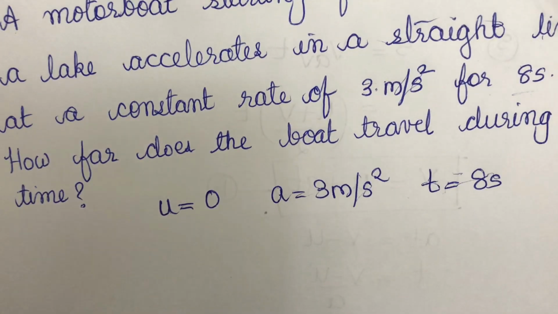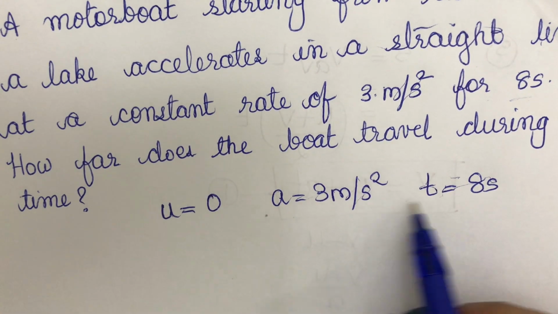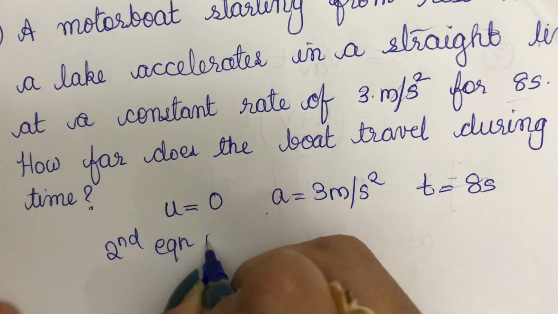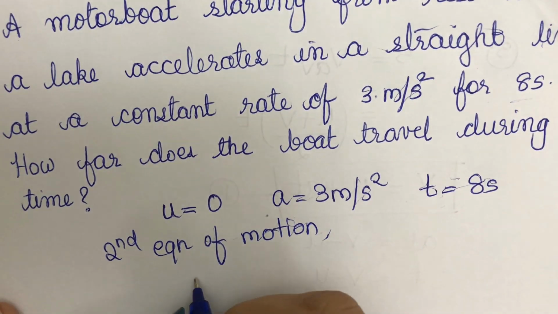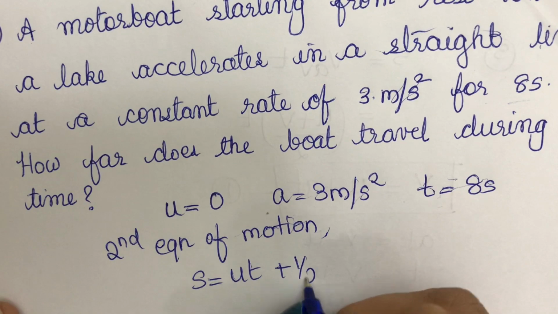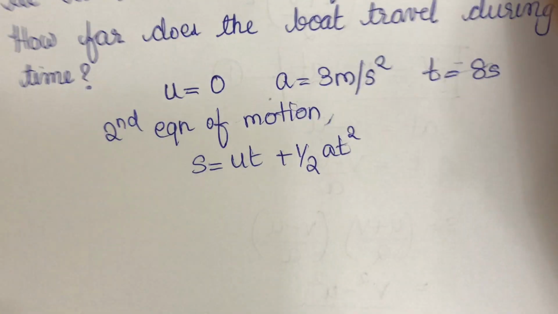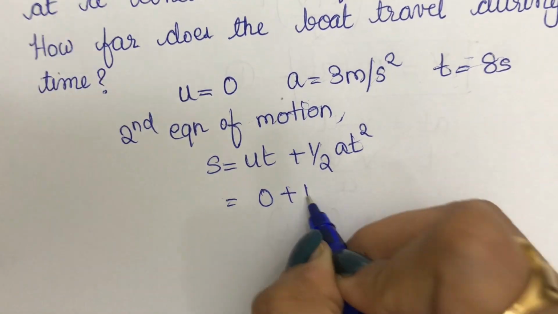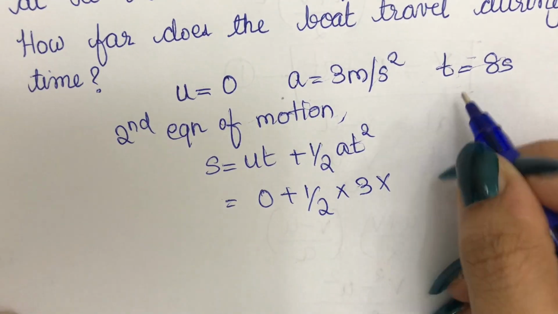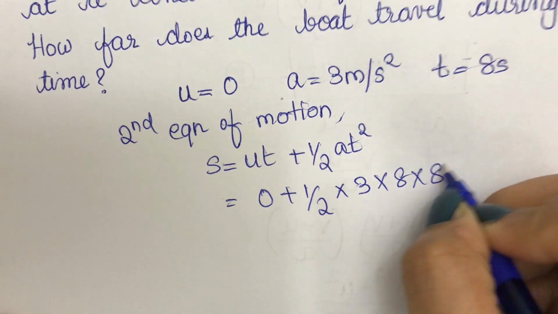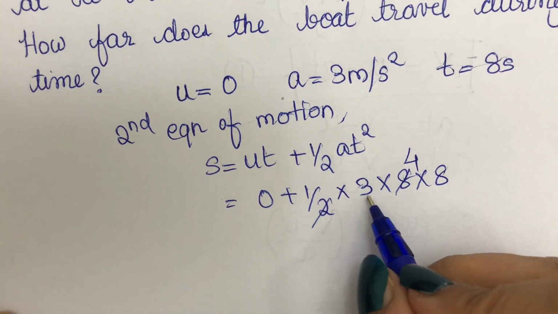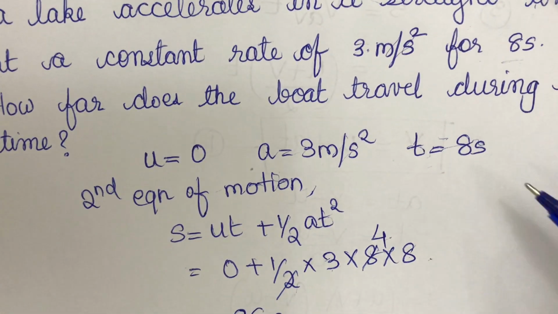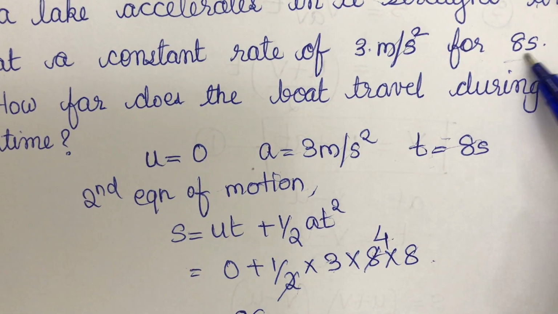So we have to find the distance or displacement. Okay, so here we have U, we have A, we have T. So which equation of motion do we have to take? Second equation of motion, that is S equal to UT plus half AT square, right? So here UT is 0 into 8, which is 0. 0 plus half A is 3 into T square. So T square is 8 into 8. Okay. 2 will be cancelled. So 12 into 8 is how much? 96 meter. So the boat will travel 96 meter during the time period of 8 seconds.